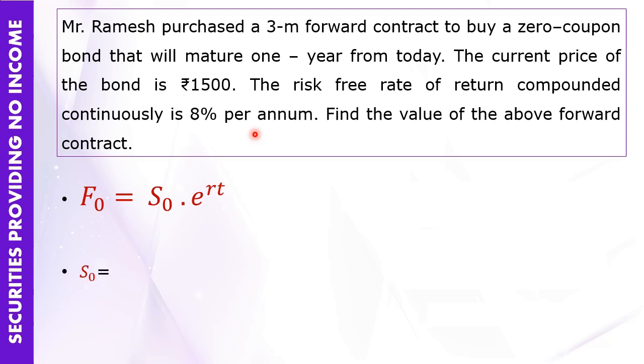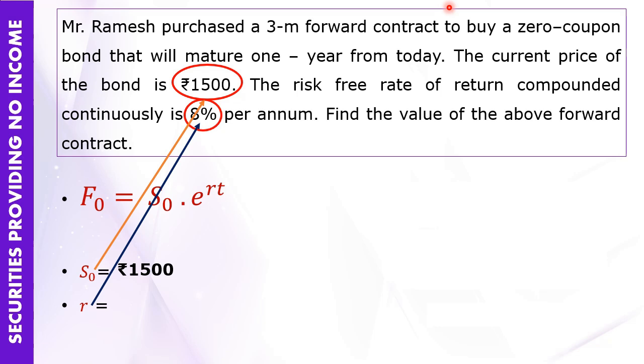Now S0, we know, is the price of the underlying asset. The underlying asset here is the zero coupon bond and its price is given here. The current price of the bond is rupees 1,500. So this is the value we substitute for S0, that is rupees 1,500. Next value is R, which is the risk-free rate of return compounded continuously. There is no additional clue you need because it is straightforward, 8% is given, but we take that 8% in decimal terms, therefore the value is 8 by 100, which is 0.08.